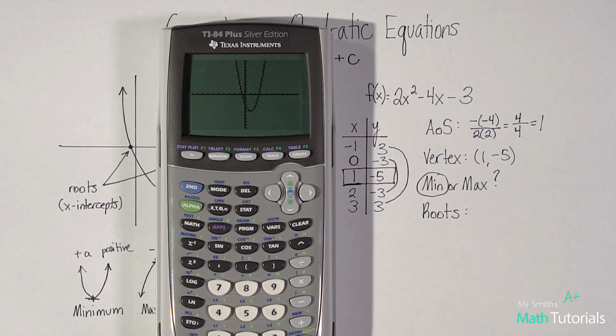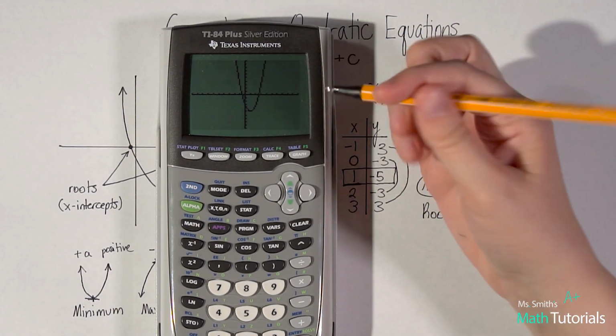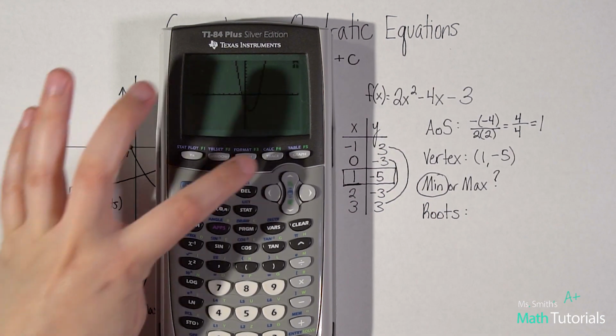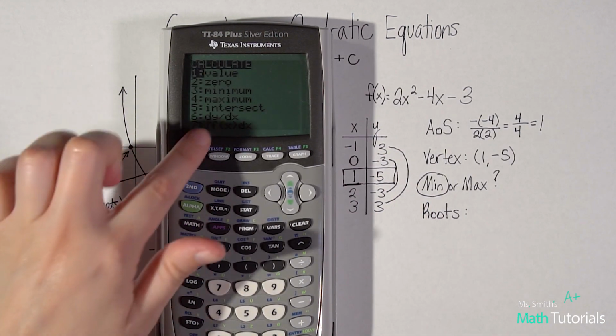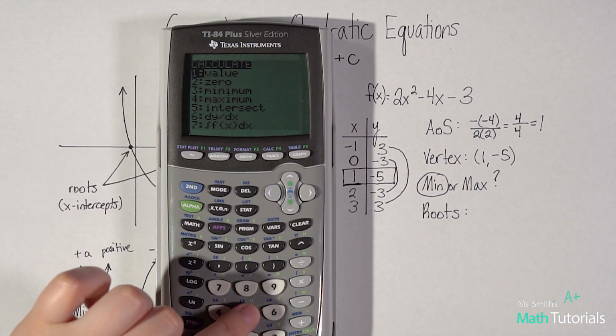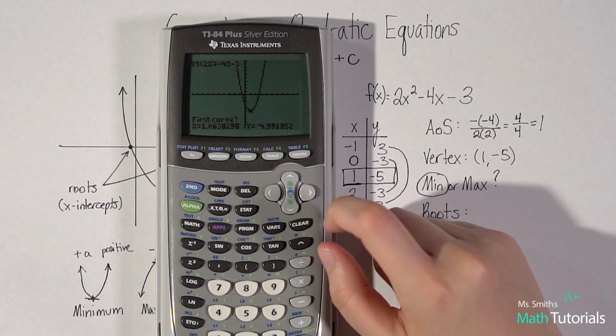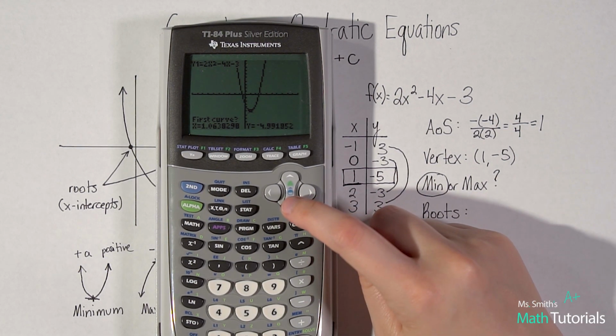Now, in order to find those two roots, I see I've got one there and one there. I'm going to hit second trace again and go to intersect, option 5. We've used this function before when we were doing systems of equations, and it's essentially for when you want to find the intersection between two things.